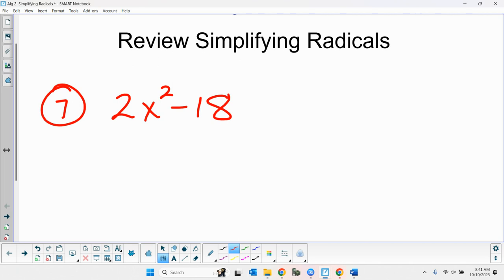Look for a GCF. What's the GCF? 2. So factor out the 2. 2x squared divided by 2 is 1x squared. Negative 18 divided by 2 is negative 9.